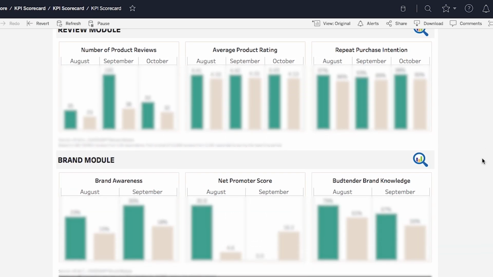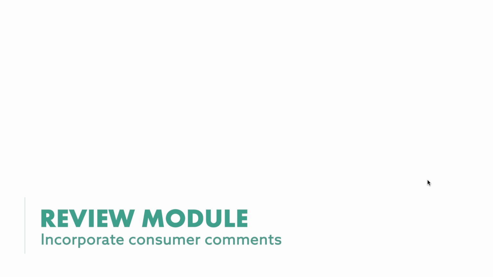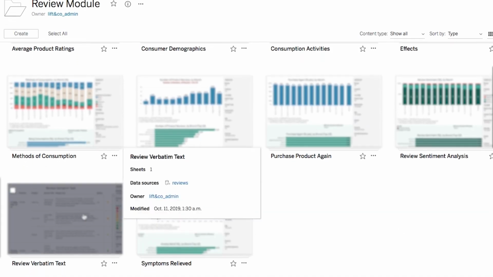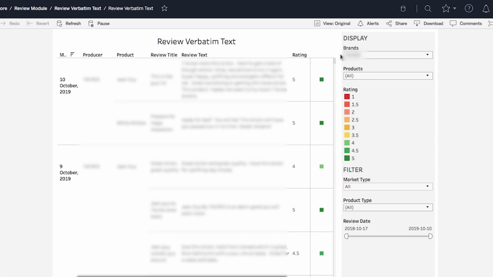Now finally, we're going to go into the review module. In the review module, we'll take a look at the verbatim text from product reviews. Now you can take a look at your brands or your competitors' brands to see what people were saying about your products. In here, if you find mentions about price, they may be saying you're priced too high or priced too low, which might indicate an opportunity to change your pricing.